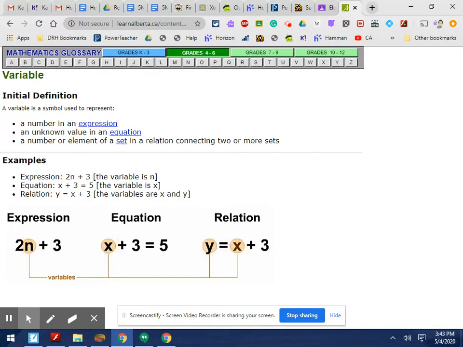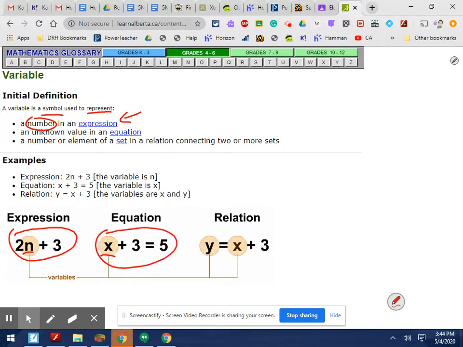a variable is a symbol used to represent a number in an expression, and that's kind of how we're going to use it. Here you can see that the variable is highlighted. 2n plus 3. The variable is n. X plus 3 equals 5. The variable is x. Y equals x plus 3. The variable is y and the variable is x.